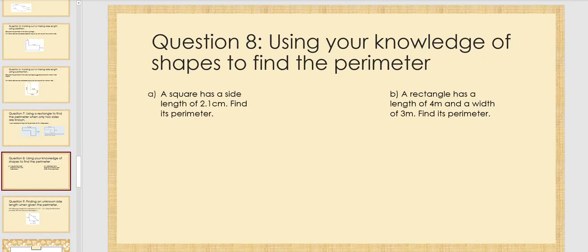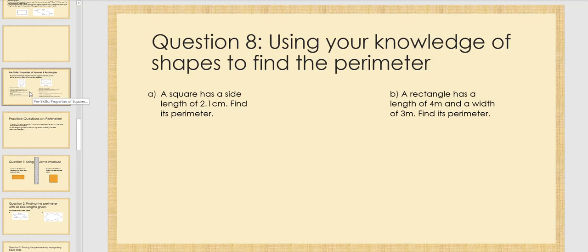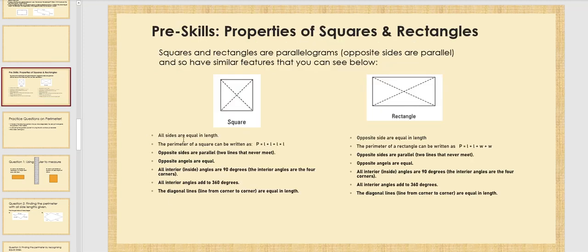Okay, question 8 says we are using our knowledge of shapes to find the perimeter. So A says a square has a side length of 2.1 centimeters, find its perimeter. And B, we're using a rectangle. So we know the properties of a square. Just in case you have forgotten, the properties of a square say all side lengths are equal. So a square, every single side is the same length.